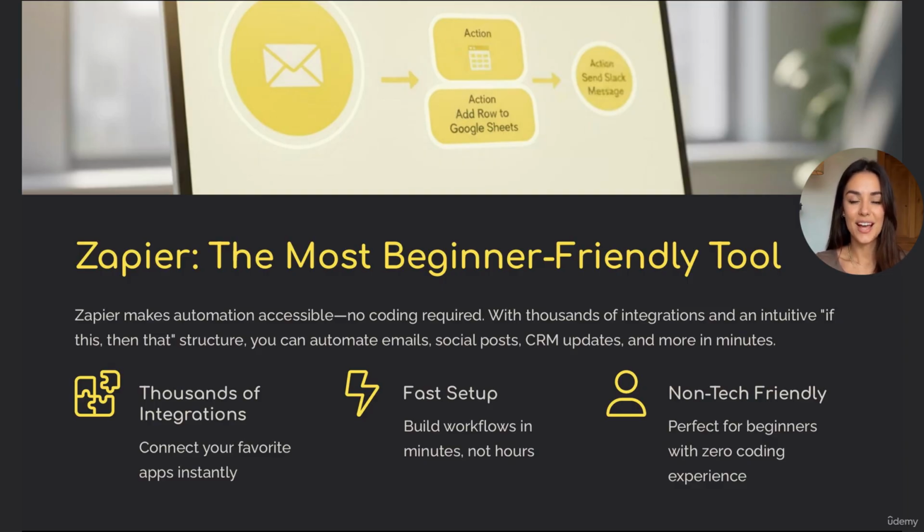Zapier integrates with thousands of apps, including Gmail, Stripe, Shopify, Notion, Google Drive, YouTube, WordPress, and more. You don't need any technical skills. Just choose your apps, connect your accounts, and define the steps. For passive income creators, Zapier is ideal for delivering products automatically, posting content on schedule, syncing customer data, and managing email sequences. The ease of use makes Zapier a must-have in your automation toolkit.